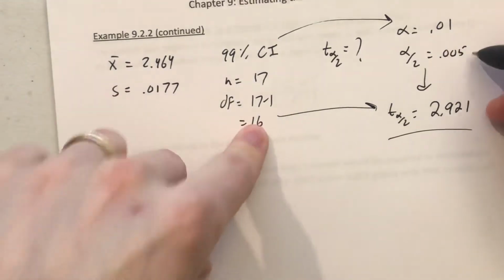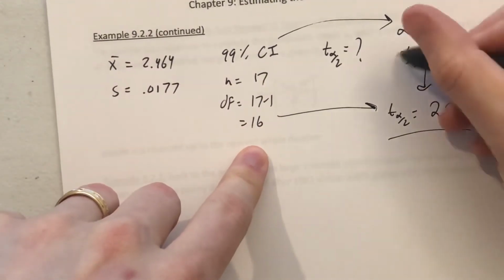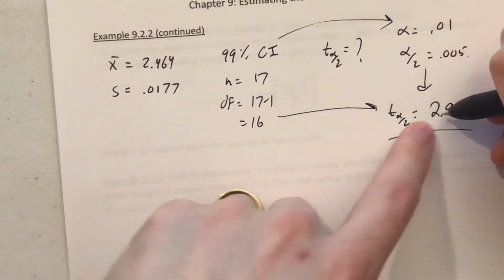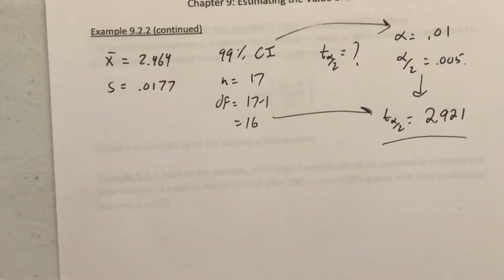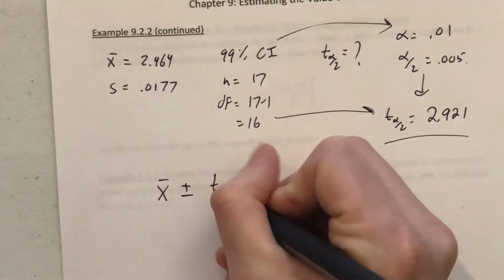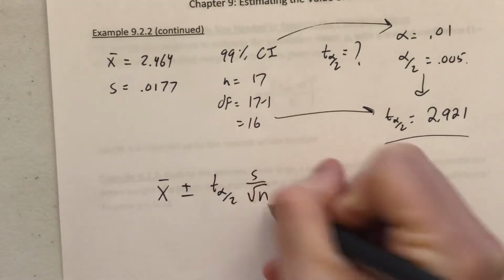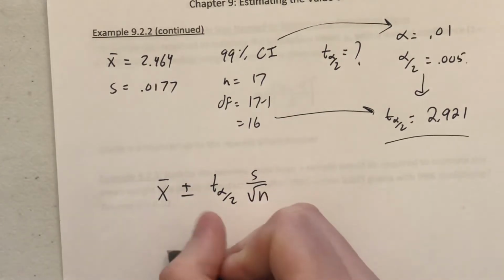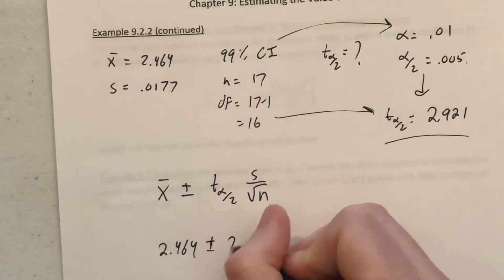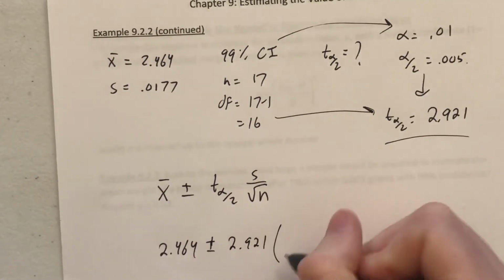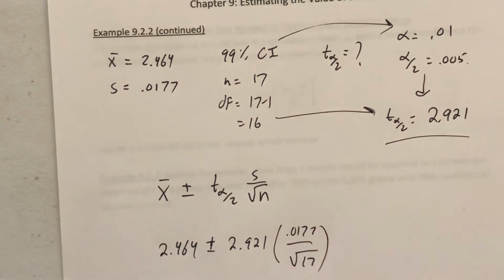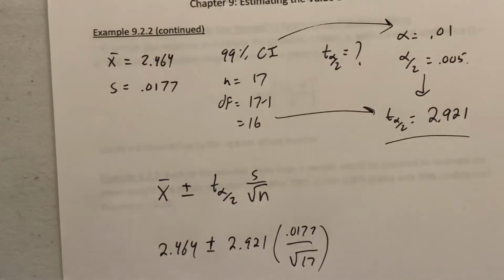So you simply cross-reference the area under the curve in the tail, just the alpha over 2 with degree of freedom, to get your t-score. From there, we just throw it into our formula. So again, our formula was x bar plus or minus t alpha over 2 times s over root n. So we have our x bar, 2.464, plus or minus 2.921 times s over the square root of, and make sure our sample size gets in there, and then we'll see what we get.